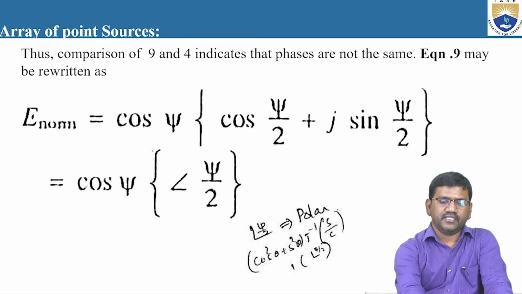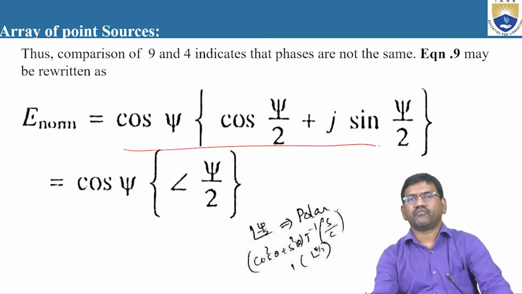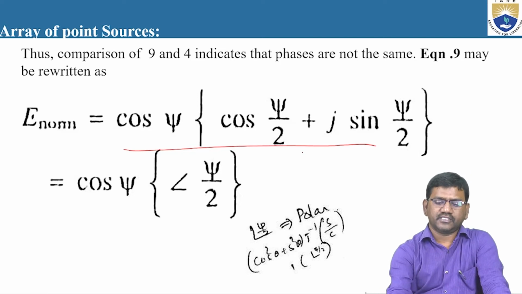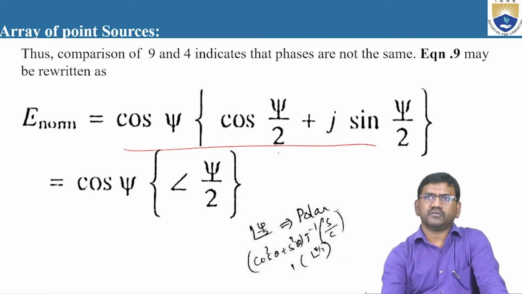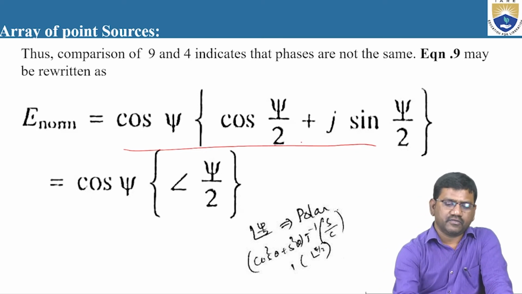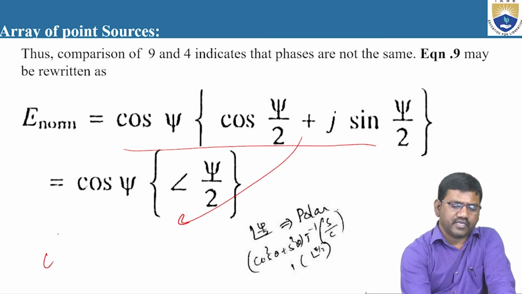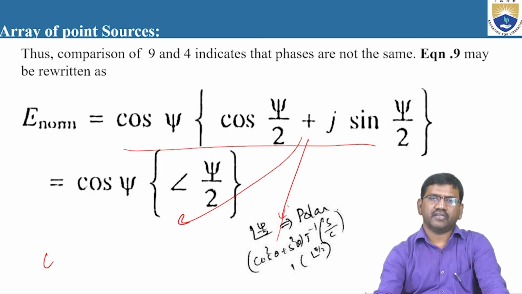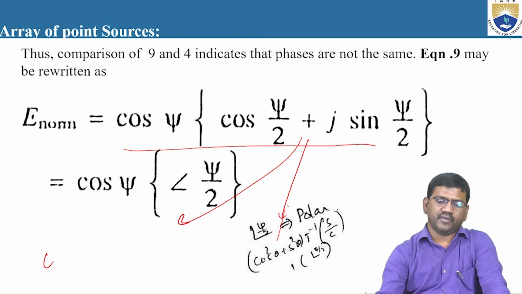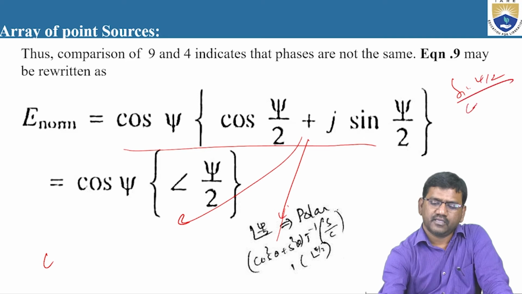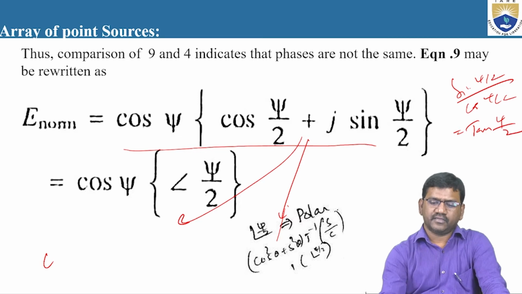And further, if we want to convert this rectangular form into polar form, we can write it as the square root of cos squared psi/2 plus sin squared psi/2, into tan inverse of b by a. Tan inverse of b by a means sin(psi/2) divided by cos(psi/2), which represents tan(psi/2).